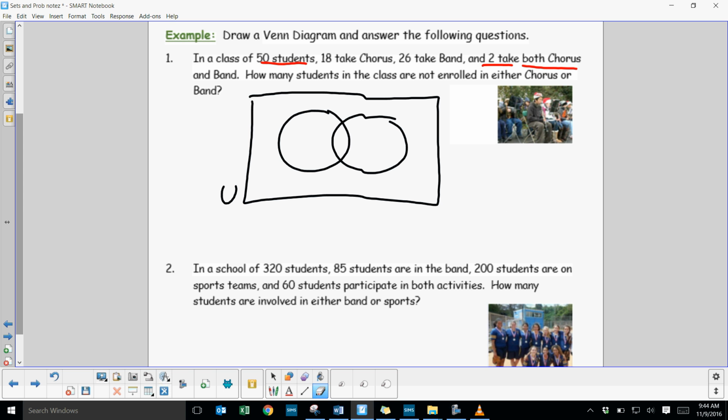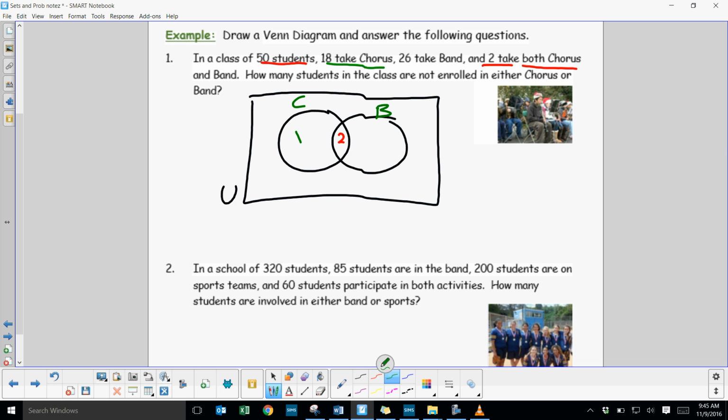So we're going to fill in how many students are in the intersect first. There's 2 students who take both chorus and band. We're told that in total, 18 take chorus. So we're not told 18 take chorus only. If it was 18 take chorus only, it would be this. But 18 in total take chorus, so that means the whole circle. And I should have chorus and band labelled as well.